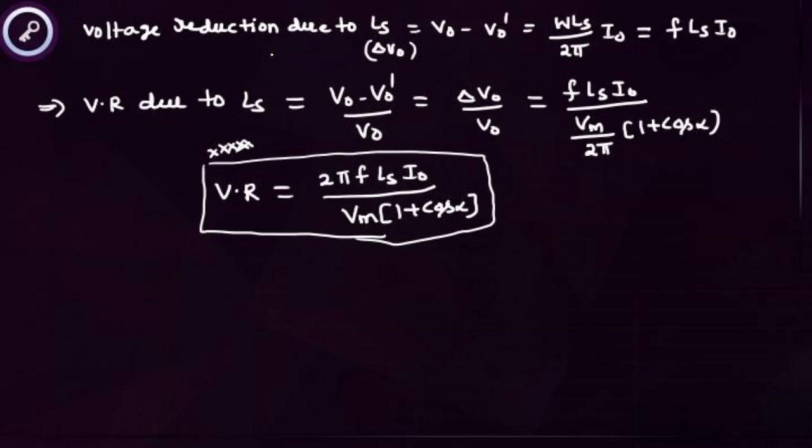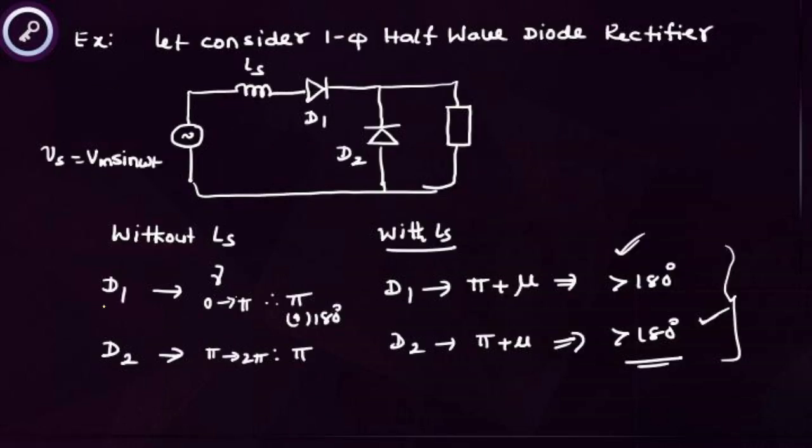Then what is the voltage reduction due to Ls? That is F Ls I naught. What is the voltage regulation due to Ls? This is the voltage regulation due to Ls. How to calculate: F Ls into I naught by Vm by 2 pi into 1 plus cos alpha. Yeah, this is the voltage regulation due to Ls in the case of half wave rectifier. This formula is for half wave rectifier. Then if the question is asked, this is the previous GATE question that you have to concentrate.